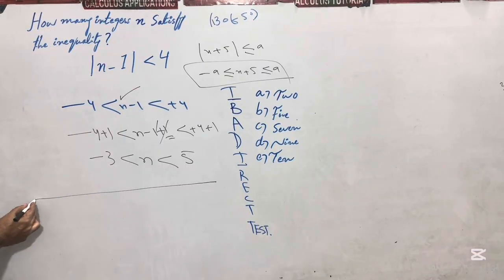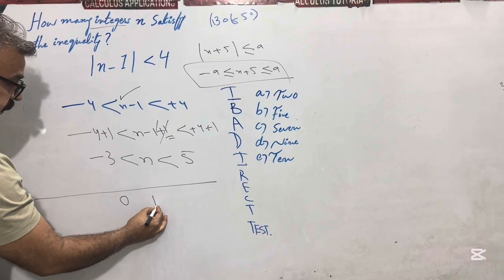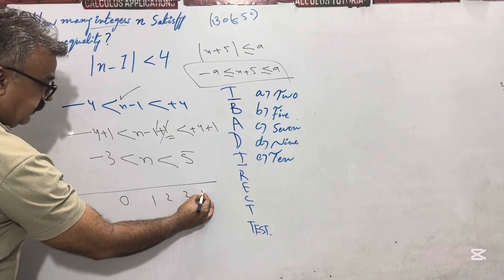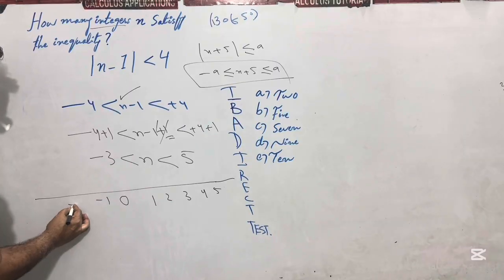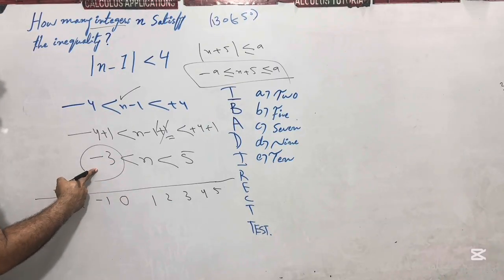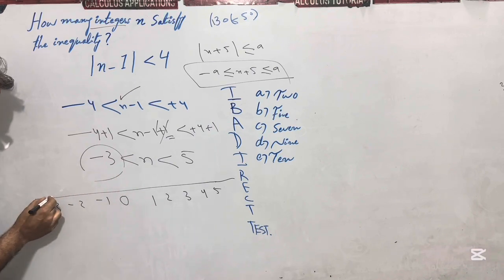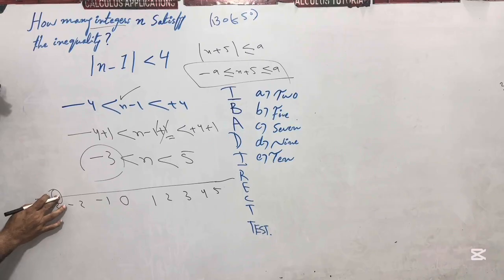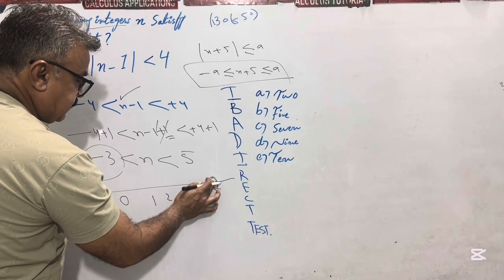Let me draw a line for integers. It is 0, 1, 2, 3, 4, 5, and so on, and minus 1, minus 2, minus 3. Minus 3 is excluded, not included, so I write here a circle, but an open one. I do not take this minus 3. And what about this 5? This 5 is also excluded.